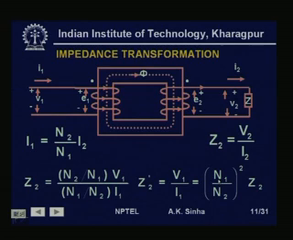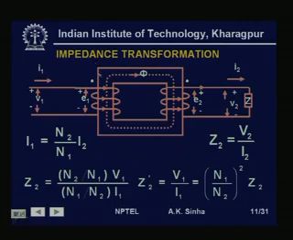So, if A is more than 1, that is, it is a step down transformer, then we will find that a small impedance on this side can be seen as a large impedance on this side. Sometimes this is used for impedance matching in many circuits. So, impedance transformation is another aspect which is used in these transformers.